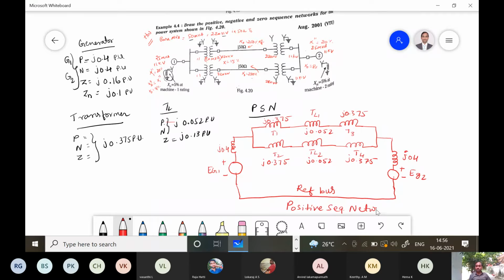All of you got this? How to draw the positive sequence network? Is it clear? Yes, sir. Similarly, we need to write the negative sequence network. For the negative sequence network, what you have to do is remove all the voltage sources, right? So remove the voltage sources for the negative sequence network.